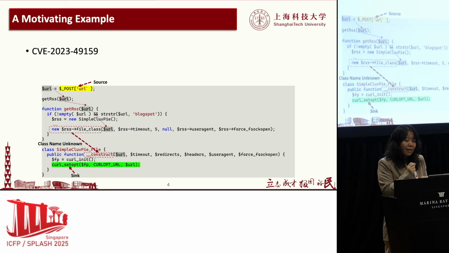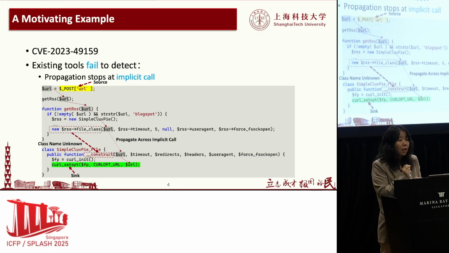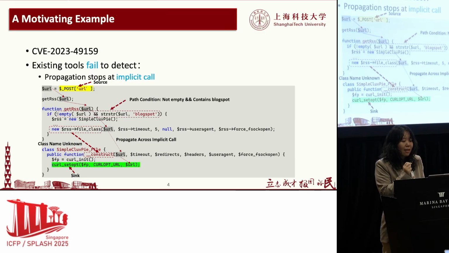However, the analysis becomes tricky because the call flow is hidden by a dynamically assigned class name, RSS file class. Existing static tools fail to build a complete call graph. Another issue is that these tools often ignore path conditions inside if statements. In this case, a feasible path only exists when the URL variable is not empty and contains the substring blogspot.